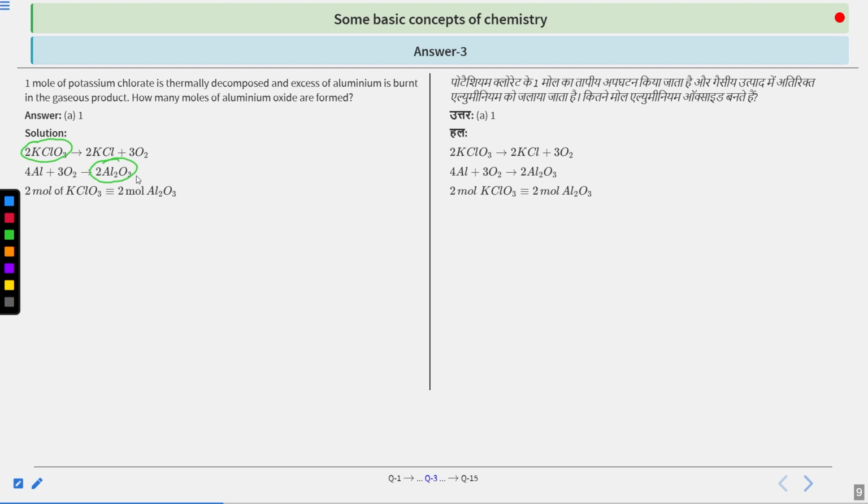Now, how many moles of potassium chlorate do we have? We have 1 mole. So 1 mole will correspond to how much Al2O3? Because 2 corresponds to 2, 1 corresponds to 2 by 2, that is 1 mole of Al2O3. So that will be your answer.